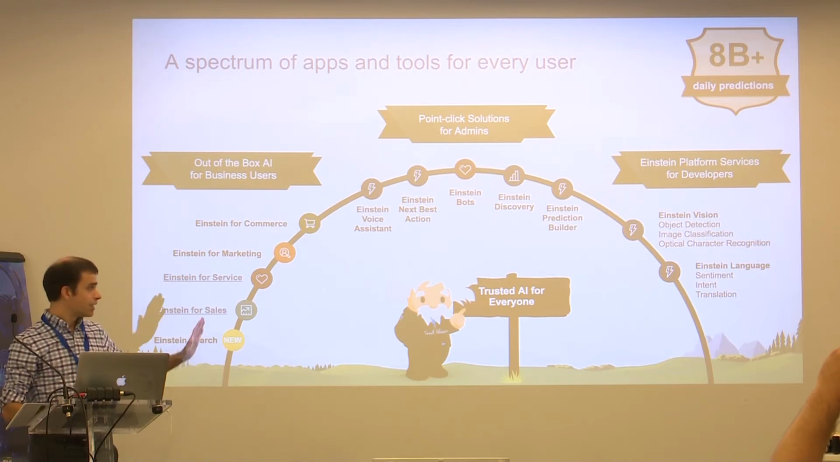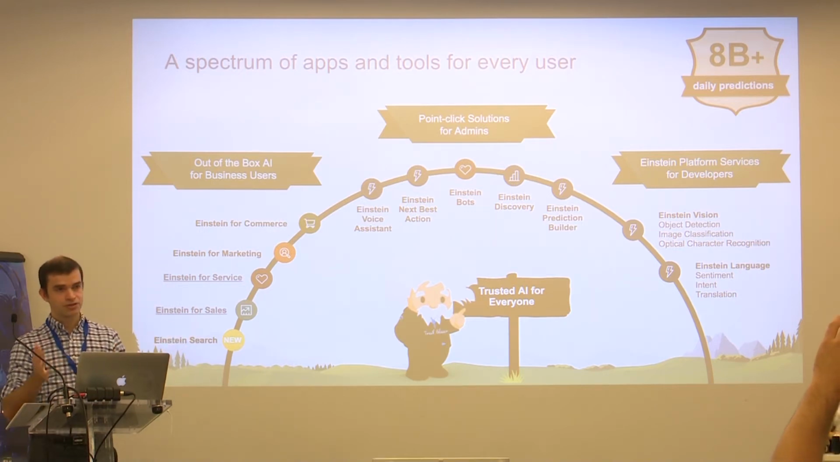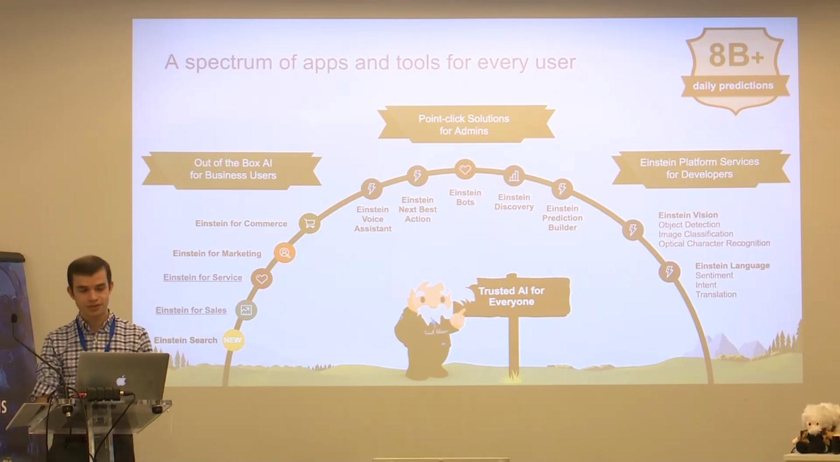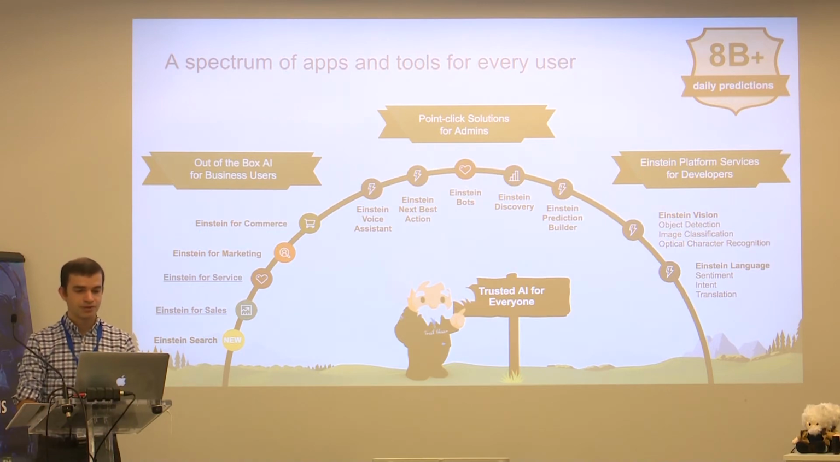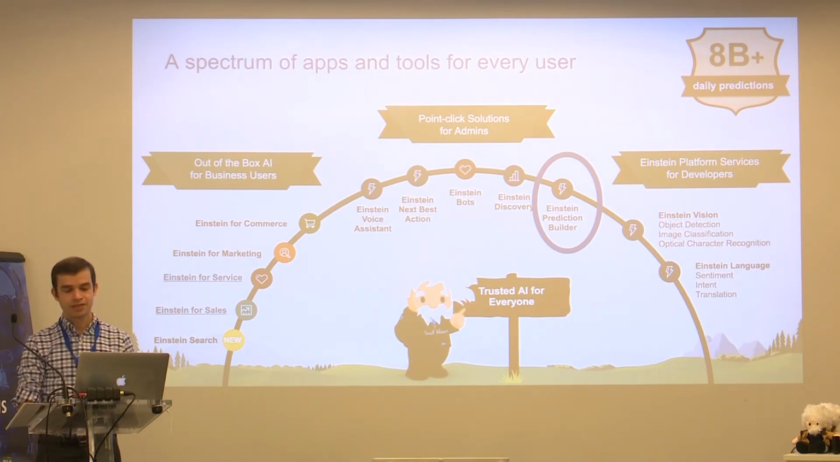We have a number of out-of-the-box functionalities that you can just turn on, turnkey solutions for sales and for service. We have point-and-click solutions. Today, you're going to play with one called Einstein Prediction Builder. There's more. We also have APIs that you can use to do things like object detection or language analysis.